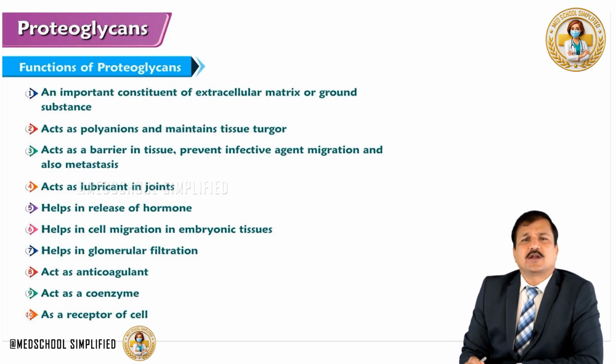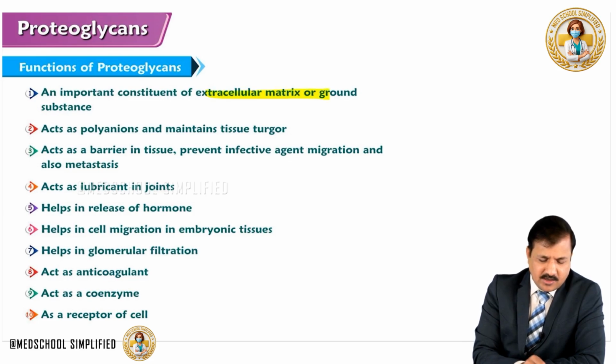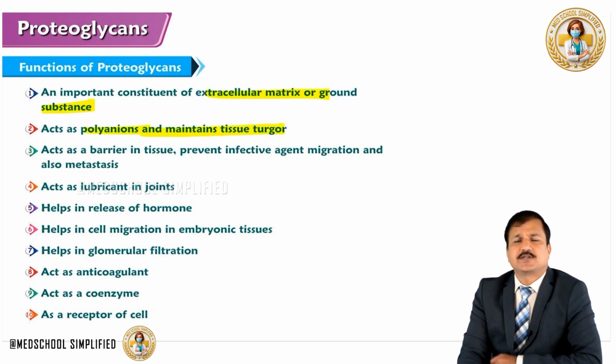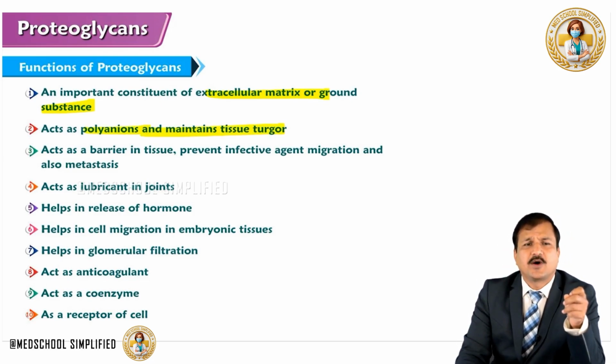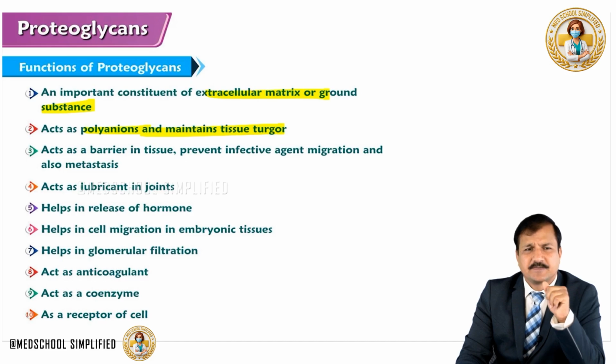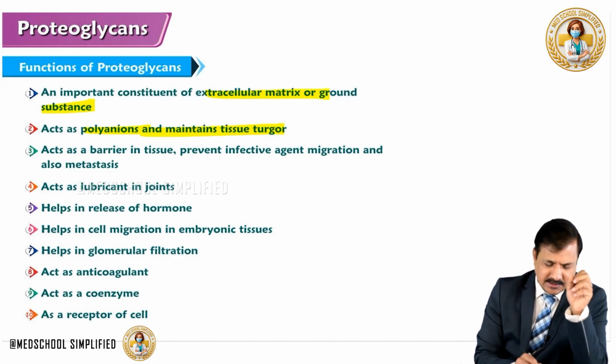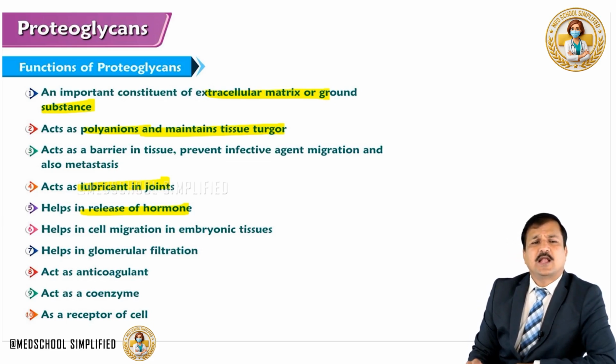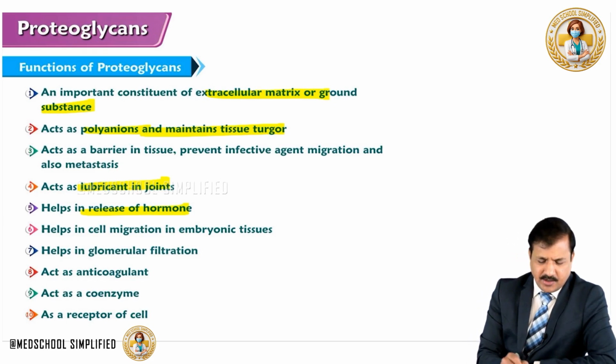Now coming to functions of proteoglycan molecules. Proteoglycans are important constituents of extracellular matrix or ground substance. They act as polyanions and maintain tissue turgor by interacting with the polycations. They act as a barrier in tissue, prevent infective agent migration, and also they prevent metastasis. Like hyaluronic acid being present in the joint space, it acts as a lubricant. They help to release hormones. They help in cell migration in embryonic tissues.